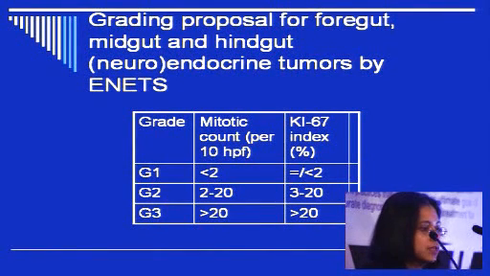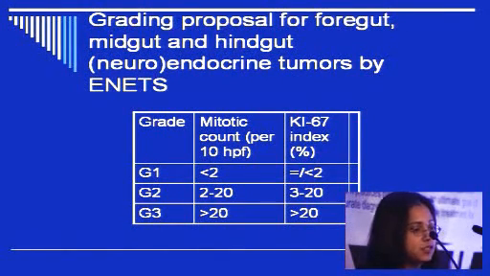That is, the G1 tumors, the well-differentiated ones, have less than 2 mitosis per 10 high-power fields, and the Ki67 can be up to 2%. The G2s have between 2 to 20 mitosis, and the Ki67 is between 3 to 20%. And the G3, which are the poorly differentiated ones, have very high mitotic counts, more than 20 per 10 high-power fields, and more than 20% Ki67.